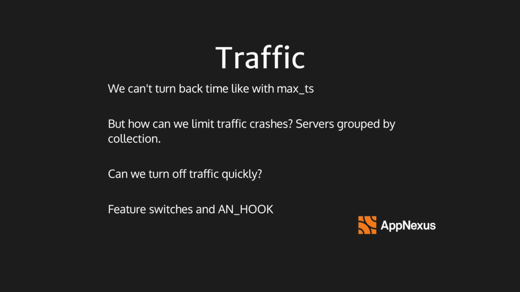So with traffic, like I said, we can't turn back time like with MaxTS, but we need to be able to segregate traffic. We need to make sure that traffic from one integration can't bring down traffic for another integration. So the first thing that is easy to do is to group servers by collection. And this was a 2010-era thing for AppNexus. Say that you've got integrations with 2 clients, separate their servers out. This creates a problem for capacity planning, of course, because now you need to capacity plan for 2 sets of traffic rather than just 1. But all of a sudden, you're a lot safer.